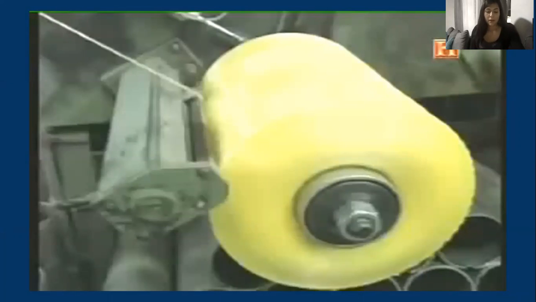In the following video, we can see an example of the extrusion process of synthetic fibers.